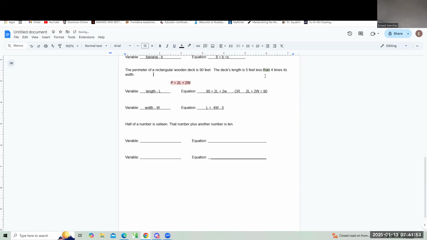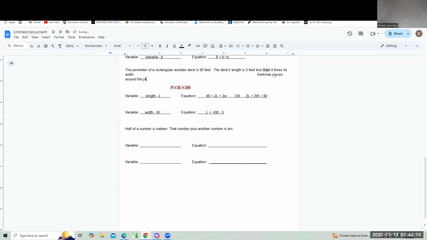The word "than," we're going to write it here, switches places around the plus or minus symbol. And it's always going to be around the plus or minus symbol, guys, okay? They're never going to have it around anything else because it'll always be only less than or more than, and that's it. So more than means we're going to do plus and then flip it. Less than means put a minus and flip it, okay?